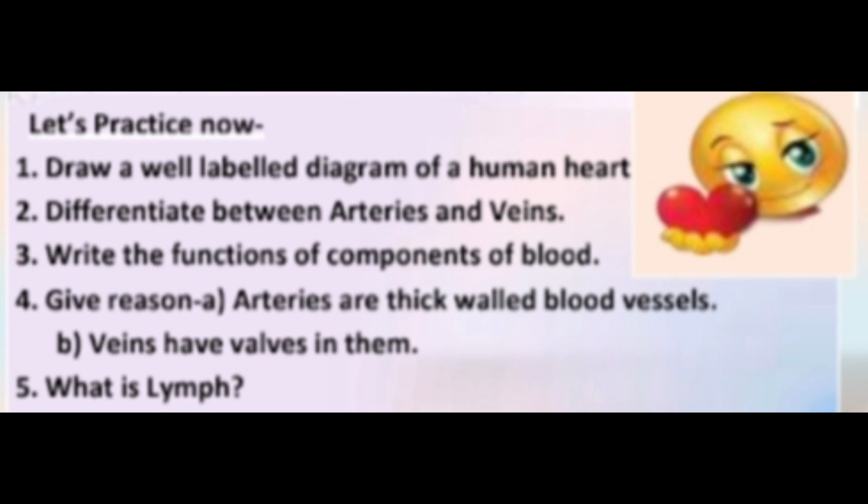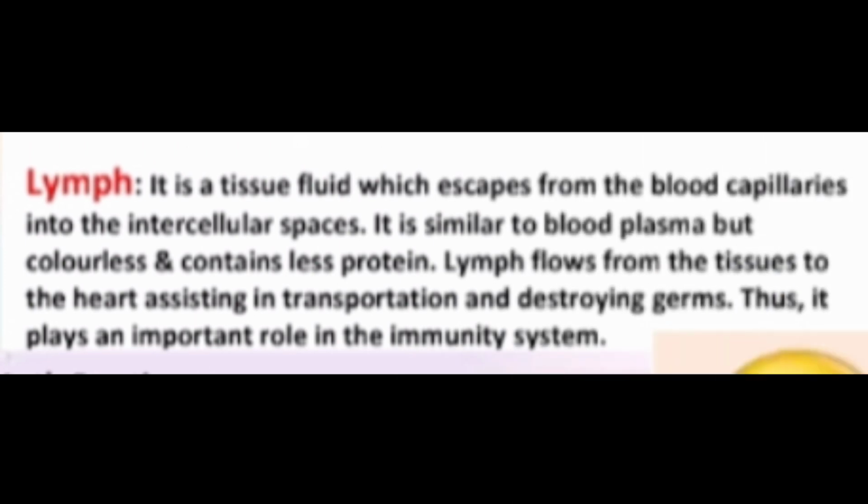What is lymph? So here you can see lymph. It is a tissue fluid which escapes from the blood capillaries into the intercellular spaces. It is similar to blood plasma but colorless and contains less protein. Lymph flows from the tissues to the heart, assisting in transportation and destroying germs. Thus, it plays an important role in the immunity system. So in this way you have seen all the questions.